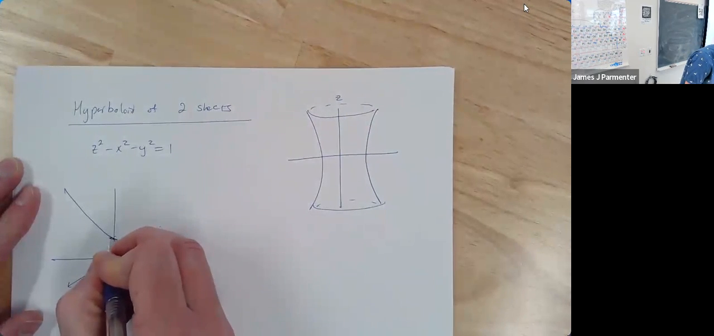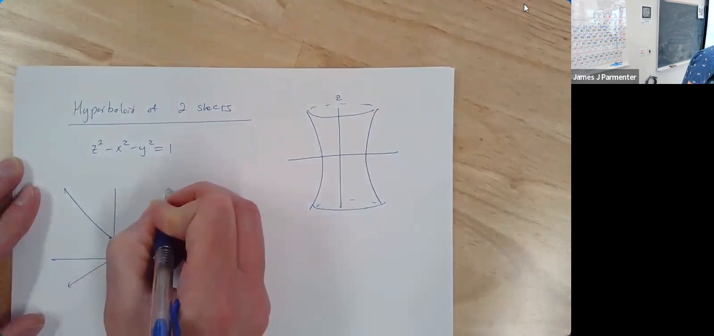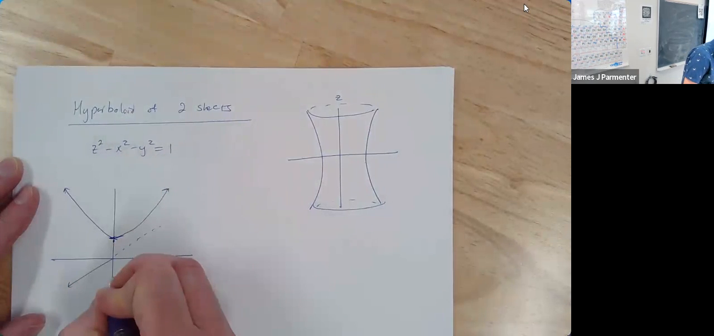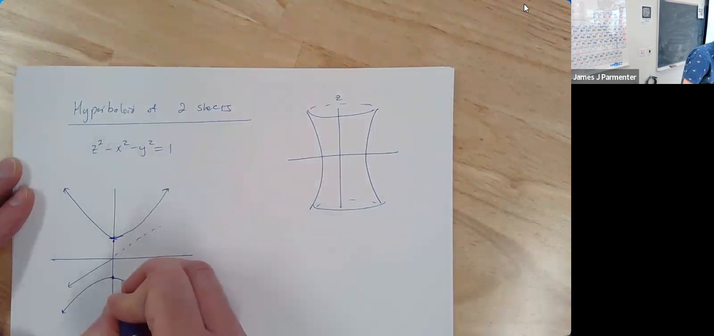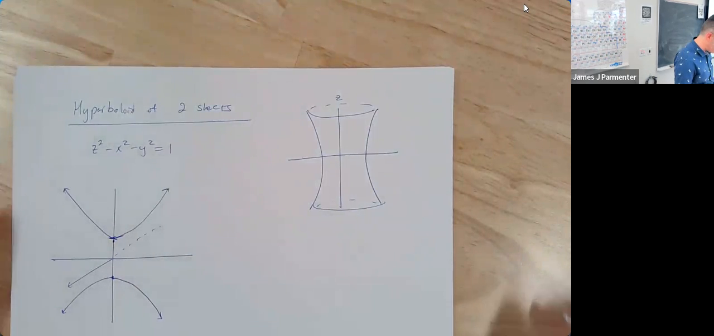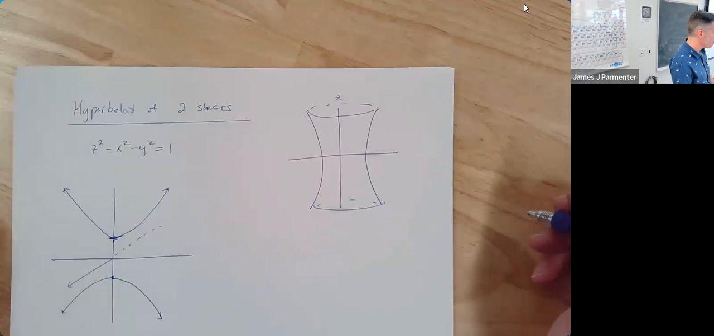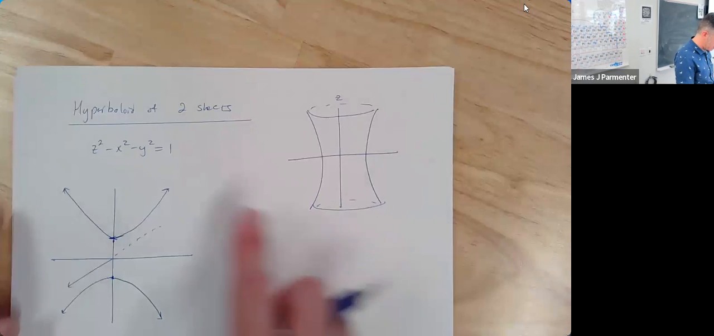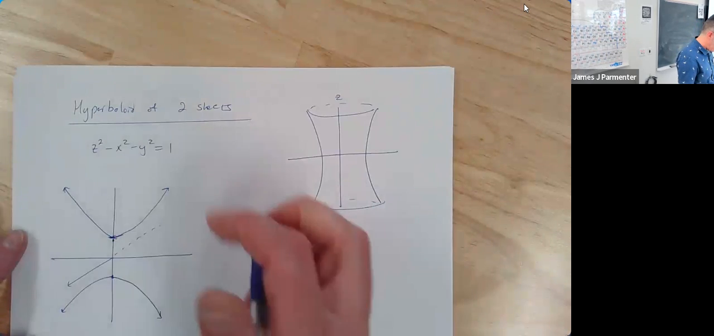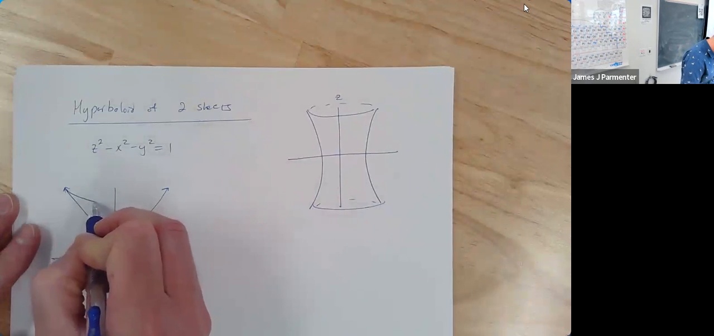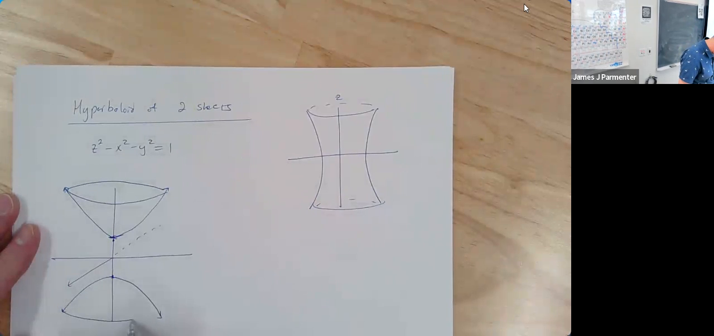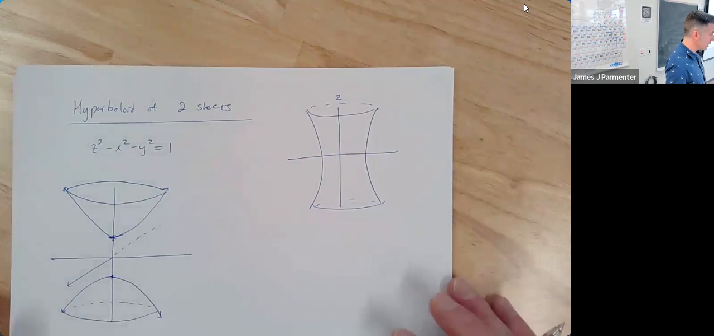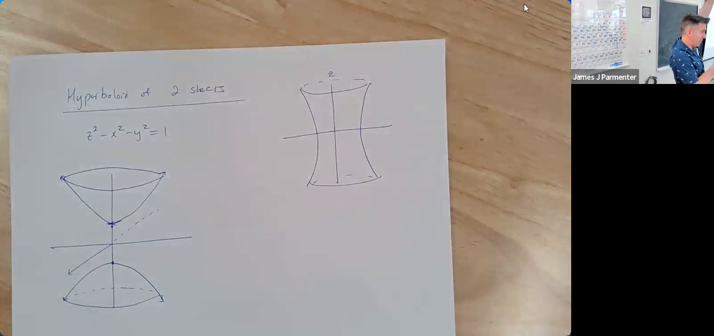Not that smooth. And there's the bottom half of it. So there's your trace in the YZ plane. I've set x equal to 0. I got z squared minus y squared equal to 1. And now I'm just going to revolve it around. And that's why it's called a hyperboloid of two sheets, because you've got this disconnection between the top half and the bottom half.